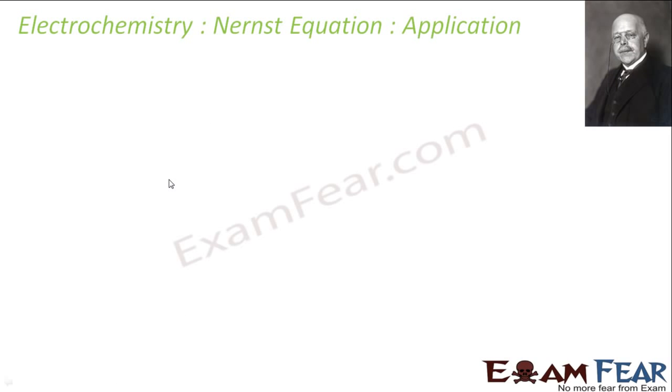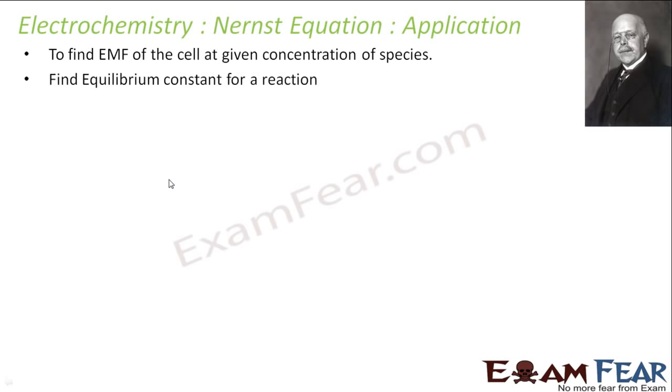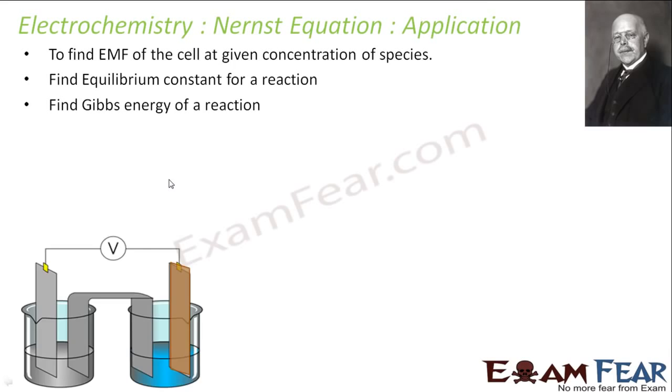Let's see some applications of the Nernst equation. It is used to find the EMF of the cell at any given concentration. That is the most important role of the Nernst equation. It is also used to find the equilibrium constant. You see the Nernst equation has an equilibrium constant: E is equal to E naught minus RT by NF ln K, right? So this equilibrium constant we can find. You can also use it to find the Gibbs energy of the reaction, right? Because you have the K, you can find E, and the Gibbs energy of the reaction is minus NFE. We'll see some numericals on this aspect.